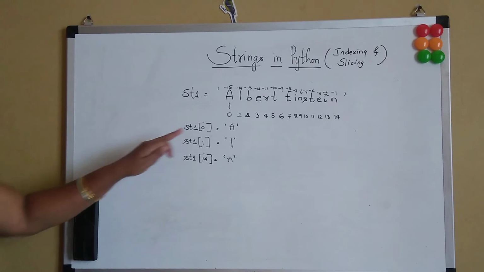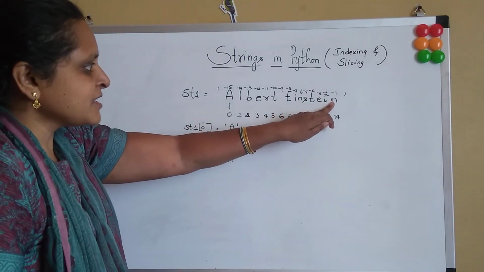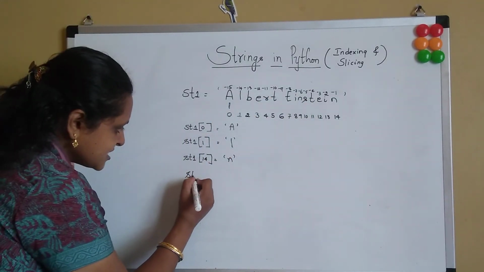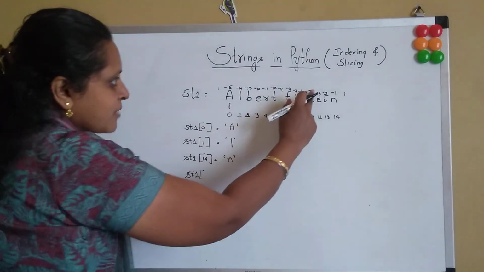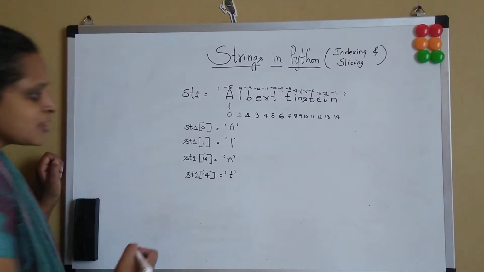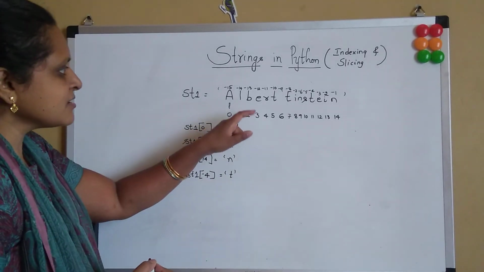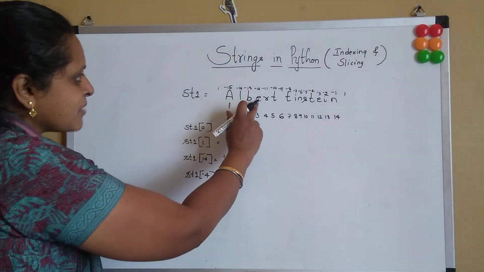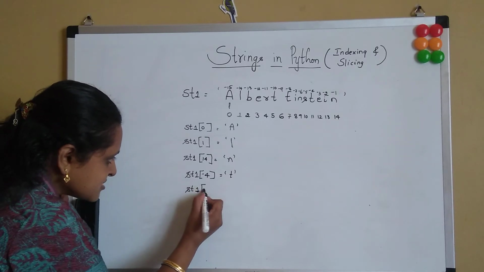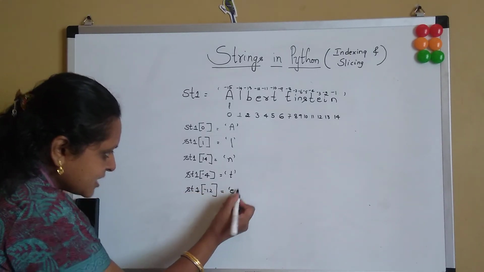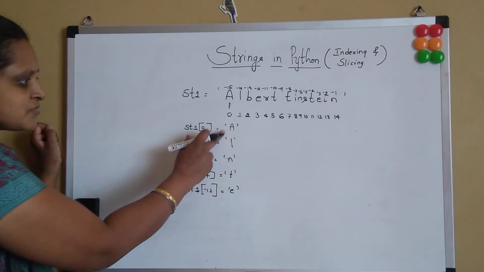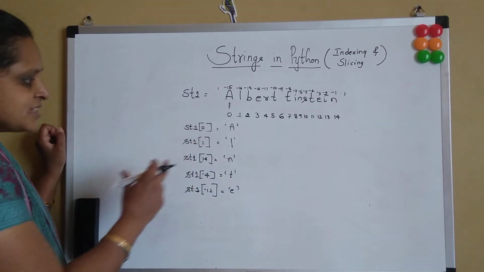In a similar fashion, we can retrieve an element using the negative index. Suppose I want to retrieve t. If I give st1 of -4, it will return the small letter t. And if I want the character at -12, it will return e. So st1 of -12 would return the value e. So this is how indexing works in Python. Indexing means fetching a single character from the main string.